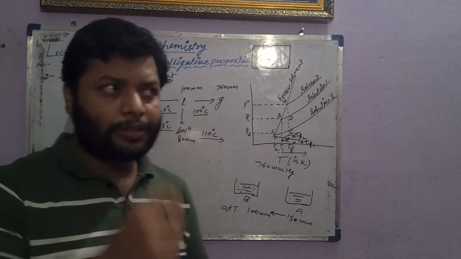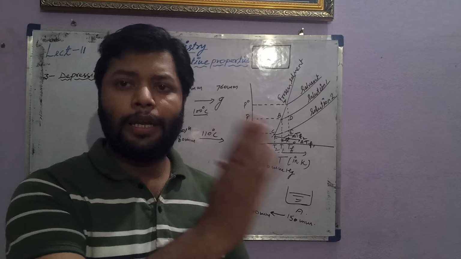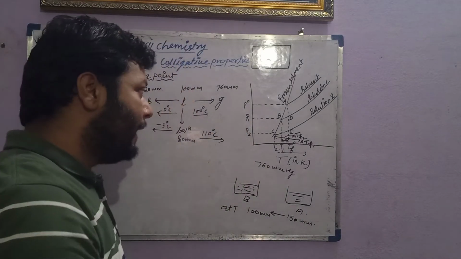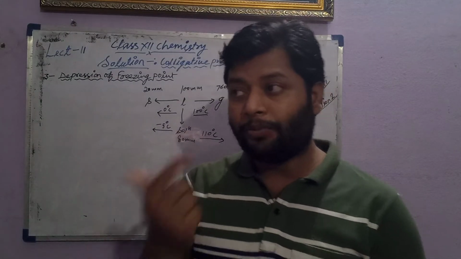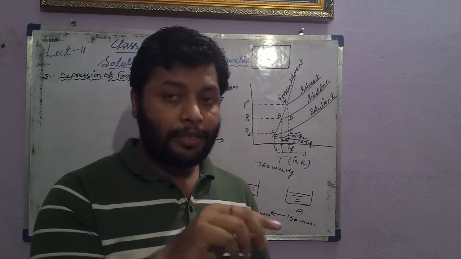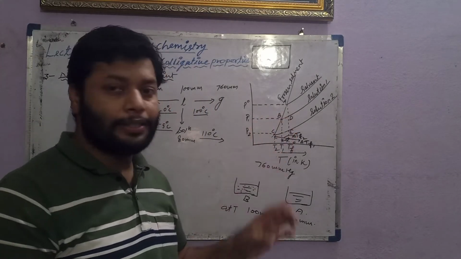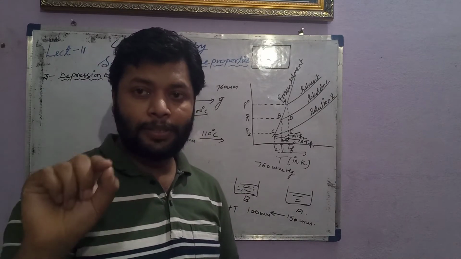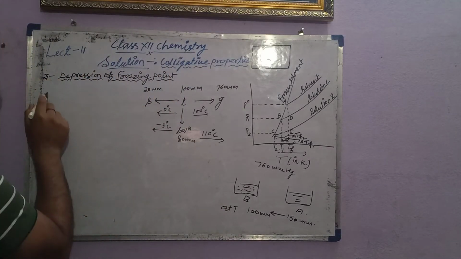The mathematical expression of the depression in freezing point will be similar to the elevation of boiling point. You can check the formula by the same graphical equation that I derived in the last lecture for the elevation of boiling point. In the same way you can take similar triangles and derive your own formula. I am not going to derive it here because the derivation was explained in the last lecture.